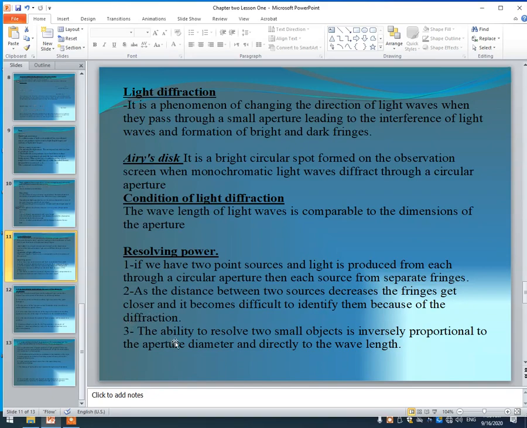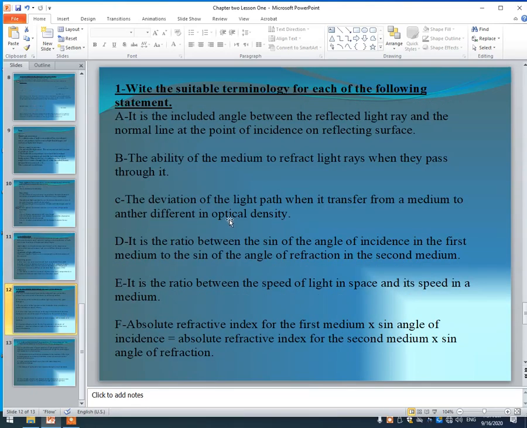Number 3, the ability to resolve 2 small objects is inversely proportional to the aperture diameter and directly proportional to the wavelength. This relation is very important.